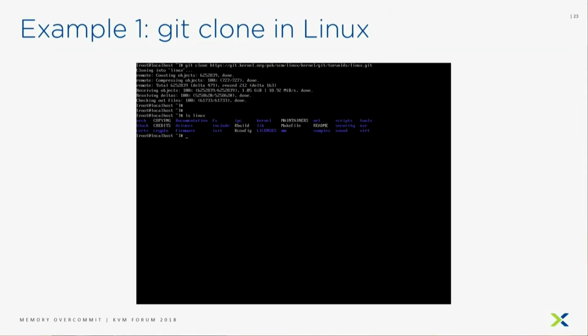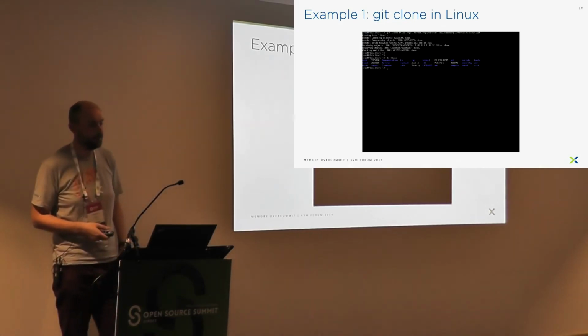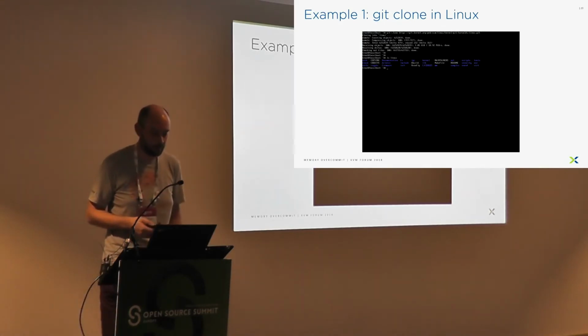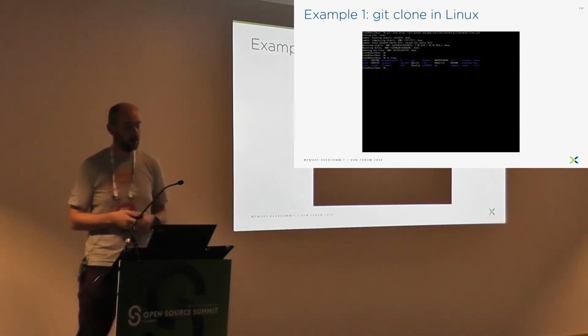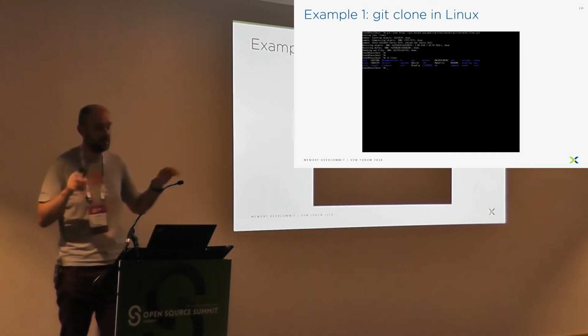So let's look at some real examples. The first example here is a git clone, and I'm in a Linux VM, and appropriately enough, I'm git cloning the Linux tree. I'm sure you're all familiar with git clone. We've got these receiving objects, receiving deltas, phases.